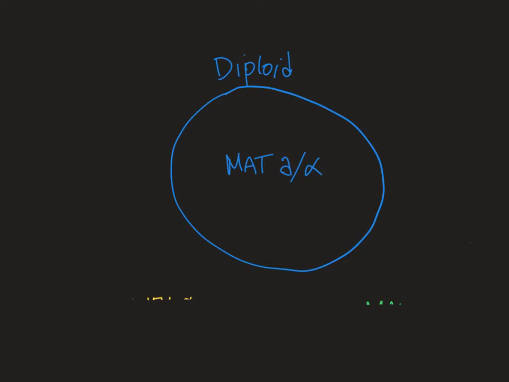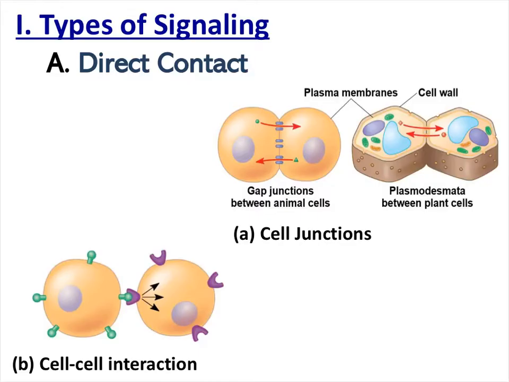So this mating was only made possible through the signaling between two different cells, and they both used chemicals that were secreted out to communicate with the other cell. But there are different types of signaling. On this slide, we have examples of direct contact signaling. And then on the next couple slides, we have indirect contact signaling.